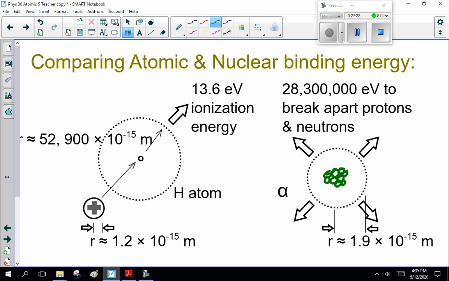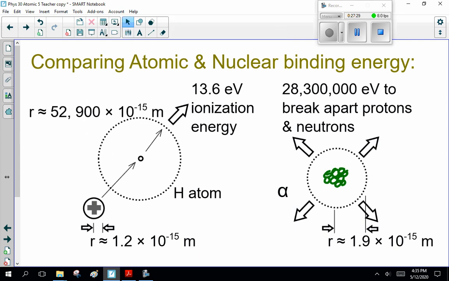Comparing atomic and nuclear binding energy. The radius for a hydrogen atom is about 52,900 times 10 to the minus 15 meters. And to ionize it, more importantly, takes 13.6 electron volts. How much to break apart a helium alpha particle? 28,300,000 electron volts, 28.3 million electron volts. A factor of about 2 million times more energy to break it apart. Not the best. Anyway.